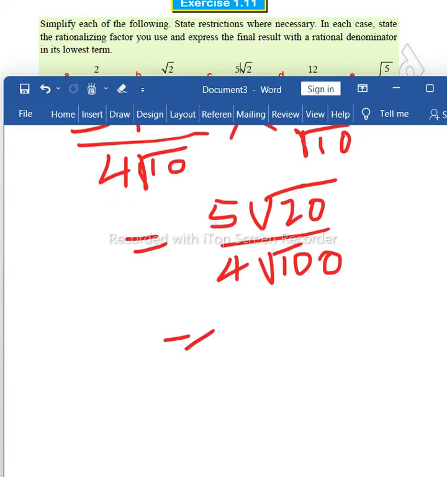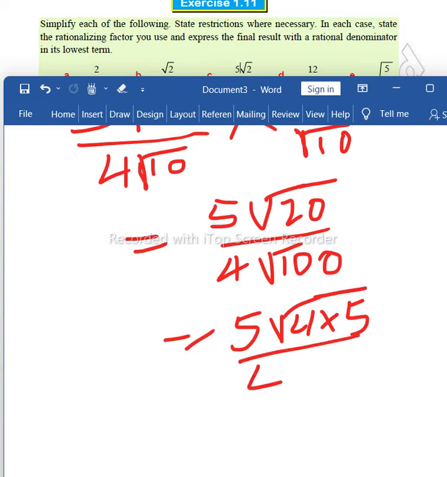Again we have that 5 square root of 20, and 20 is 4 times 5. So we can simplify it like this. We have over 4 times the square root of 100, which means 10, because 10 times 10 is 100, so the square root of 100 is 10.